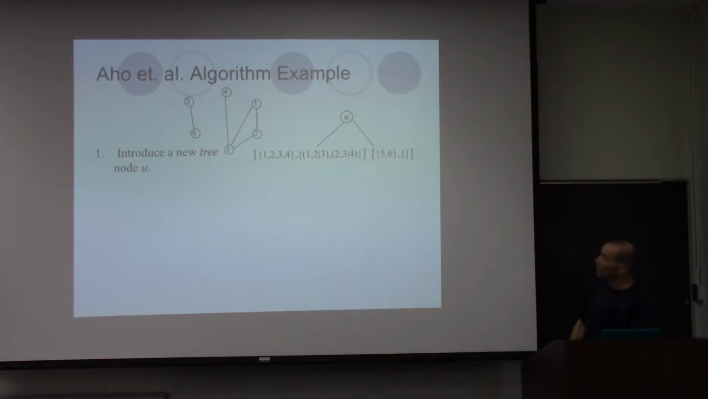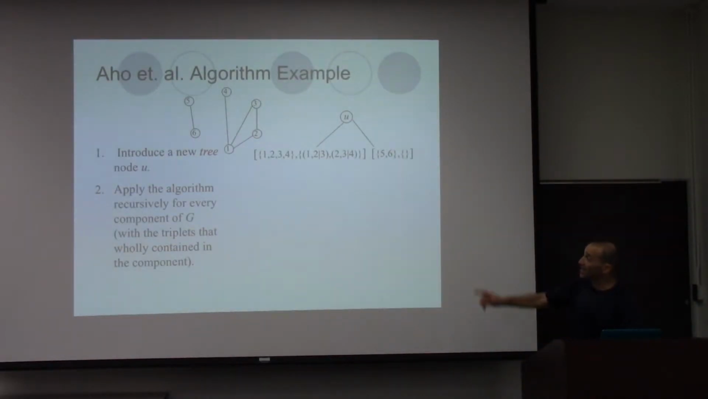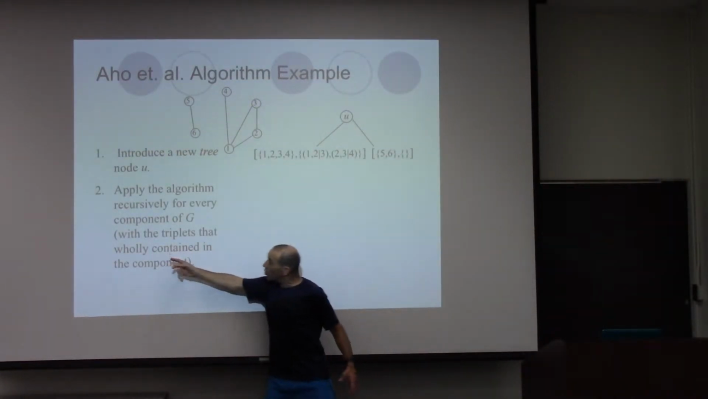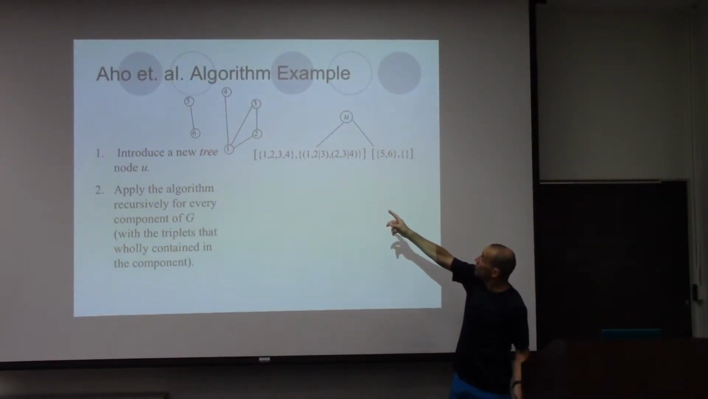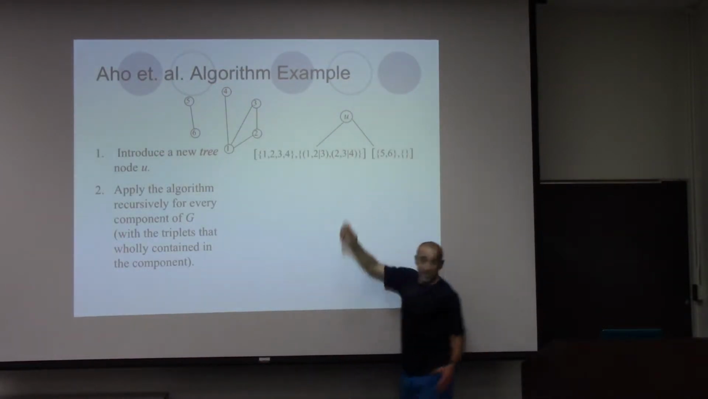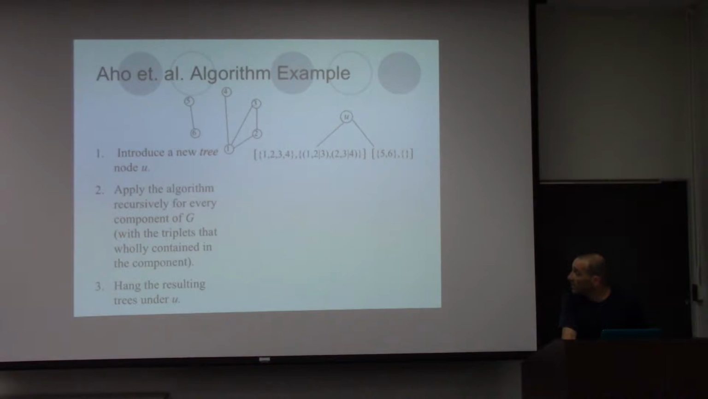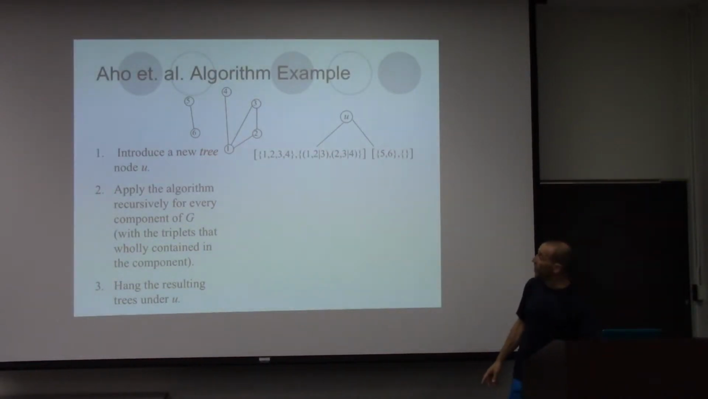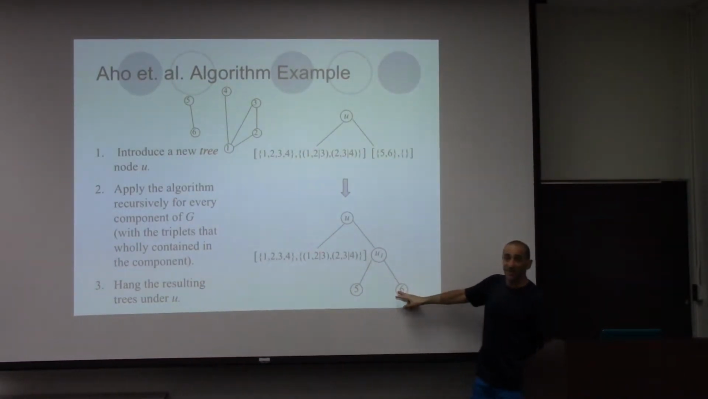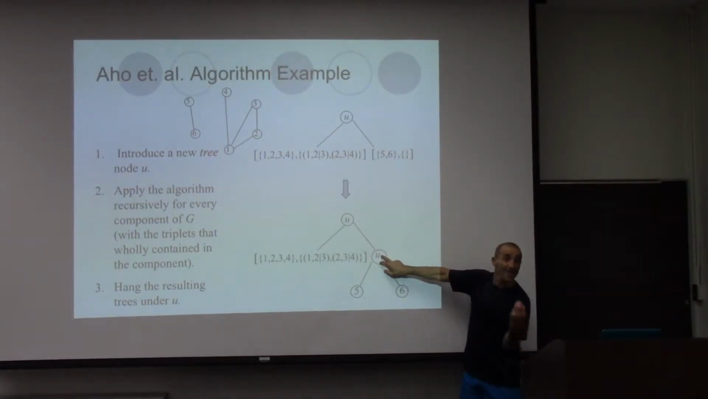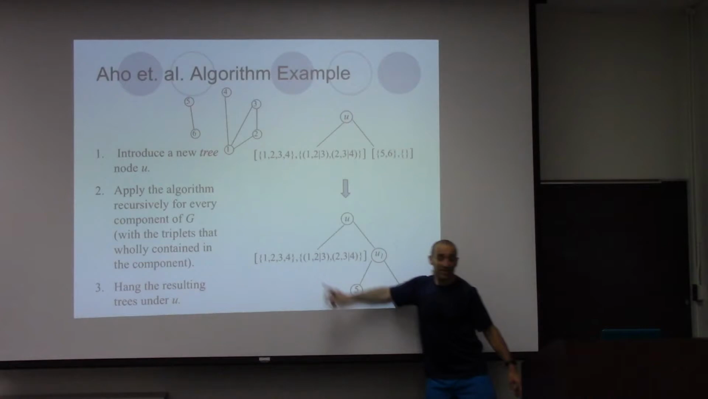So we continue. We apply the algorithm recursively for every component of G with the triplets that are wholly contained in the component. So we have the 2 components, 5, 6 and 1, 2, 3, 4, and now we continue. And we hang the result. This is a recursion. We hang the resulting trees that emerge from below under U. So no triplet here, so we just hang the two guys, 5 and 6, under a new tree node, U1. And now let's solve this.